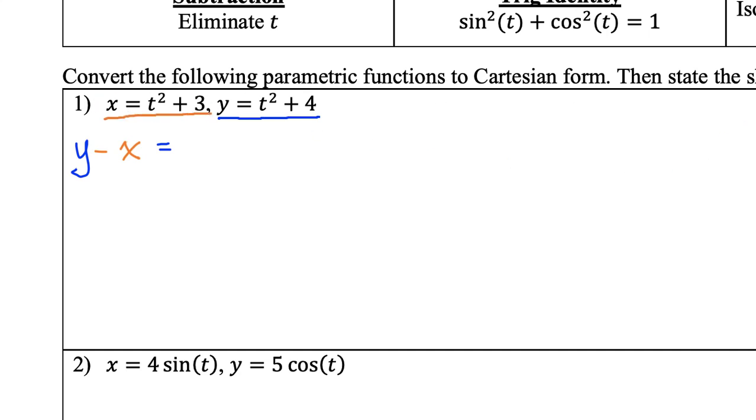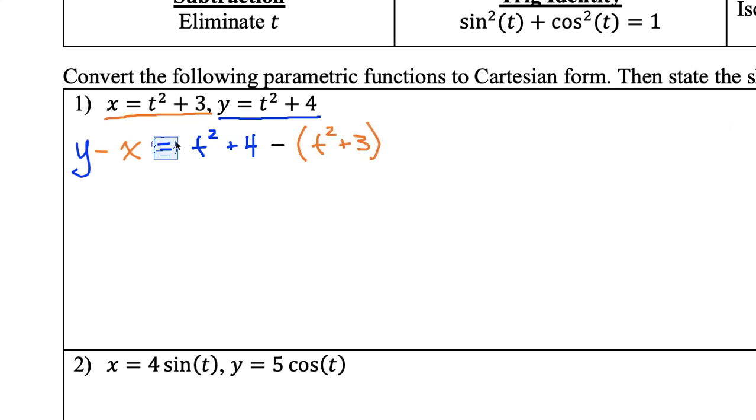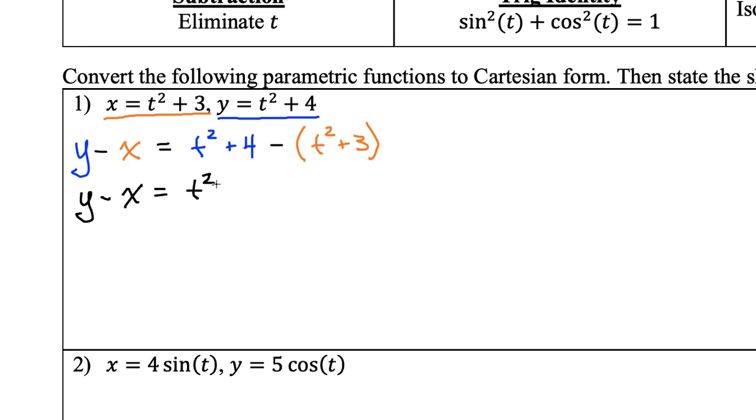So my y is going to be t to the power of 2 plus 4, and then I'm going to subtract, this is all going to be in parentheses because I need to distribute that negative sign, t squared plus 3. From there, I want to make that black and that black. I should have done it from the beginning. Okay, from here, I'm distributing, and I get y minus x is equal to t squared plus 4 minus t squared minus 3, distributing that negative.